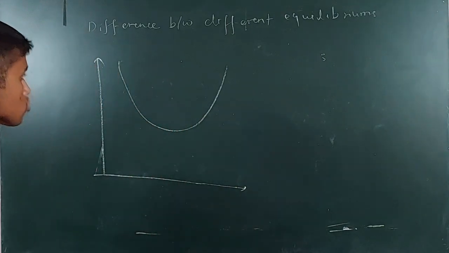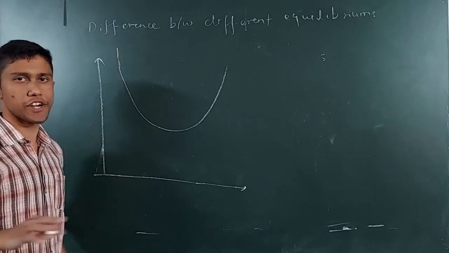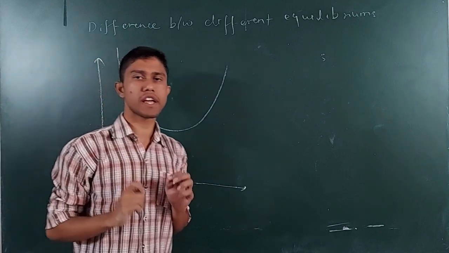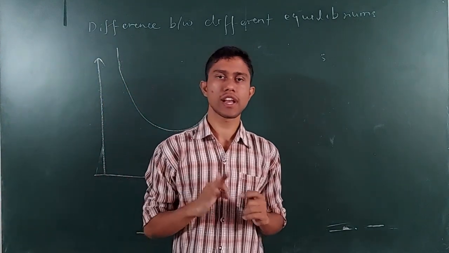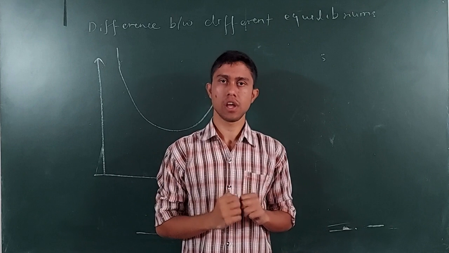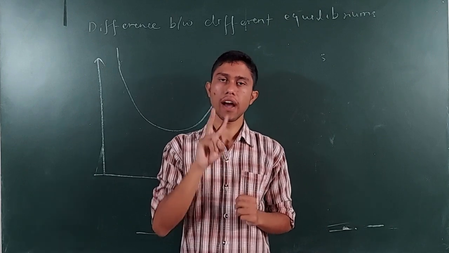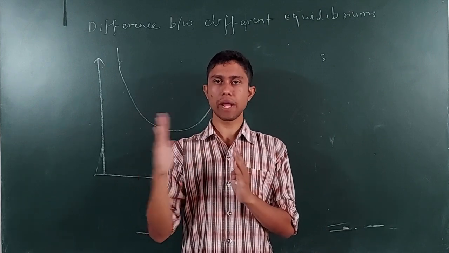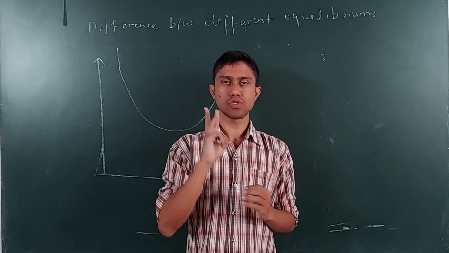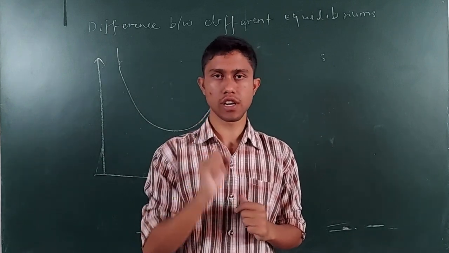Okay. So I will now denote 3 points. For each and every graph I will tell the rules. For each and every graph I will draw 3 points. One will be the equilibrium point, and the other 2 points will be before the equilibrium and after the equilibrium. So I will denote 3 points on the curve.